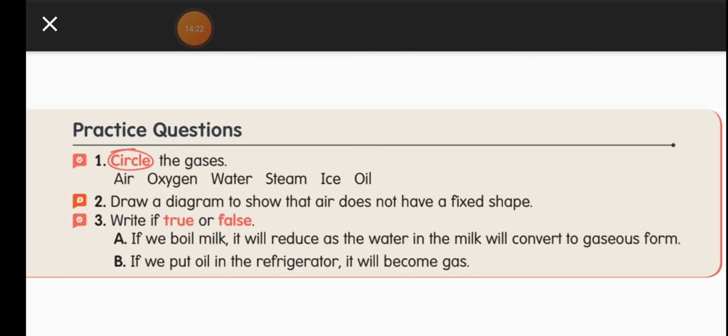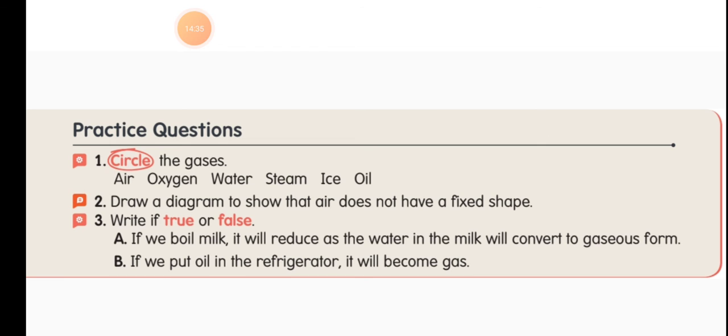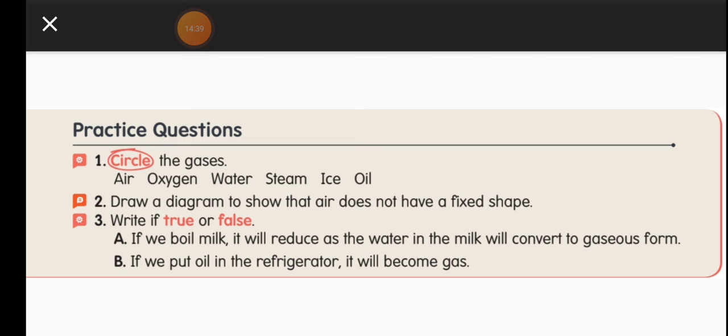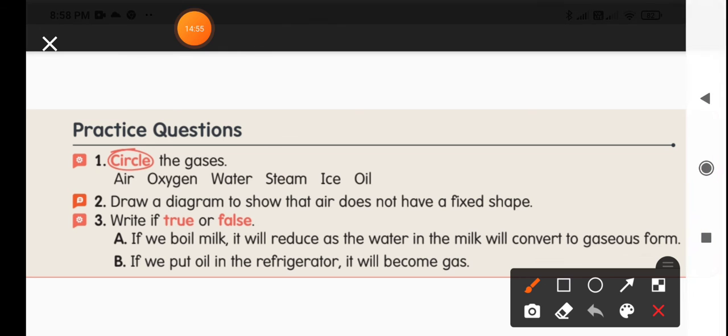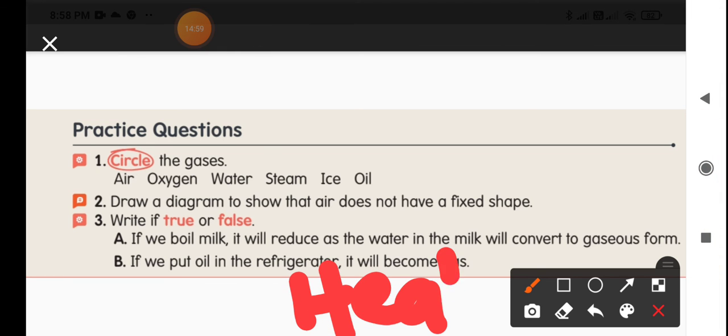Now true or false? If we boil milk, it will reduce as the water in the milk will convert to gaseous form. Yes, when you boil the milk, it will reduce in volume because the water in the milk changes into steam and goes out. Now if we put oil in the refrigerator, it will become gas? No. To become gas, heat is compulsory. When you supply the heat only, any liquid will change into gas form. So in the refrigerator, you are not supplying the heat, so it will not come into the gaseous state.